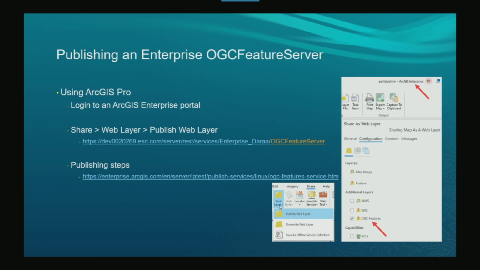Once you have this feature layer in your ArcGIS Pro map, you share it as a web layer, and you publish the web layer. I'm going to draw your attention to a couple of things. You need to go onto the Configuration tab and click on OGC Features. You have several options to publish an OGC FeatureServer. The steps are available here. They're straightforward to follow.